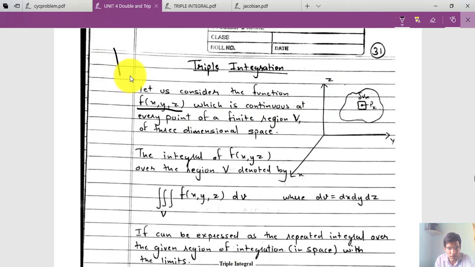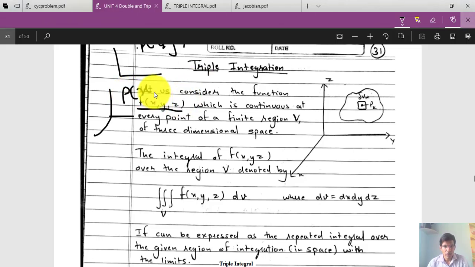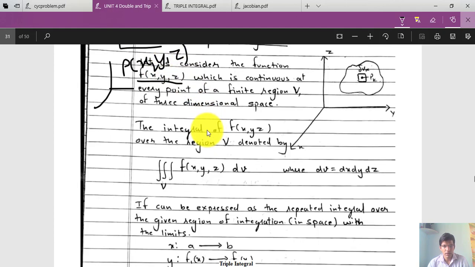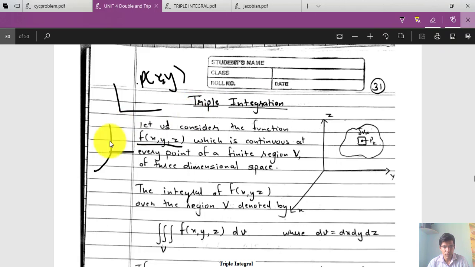Now in the previous section it was only 2 dimensions. Now your concept has extended to 3 variables. Here any point P, any point in this 3 dimensional figure, will be x, y and z, right? Okay, fine. Now which is continuous at every point of a finite region V of 3-dimensional space.